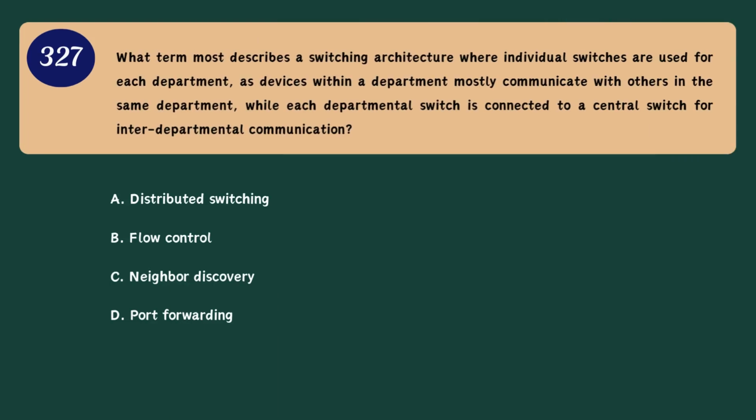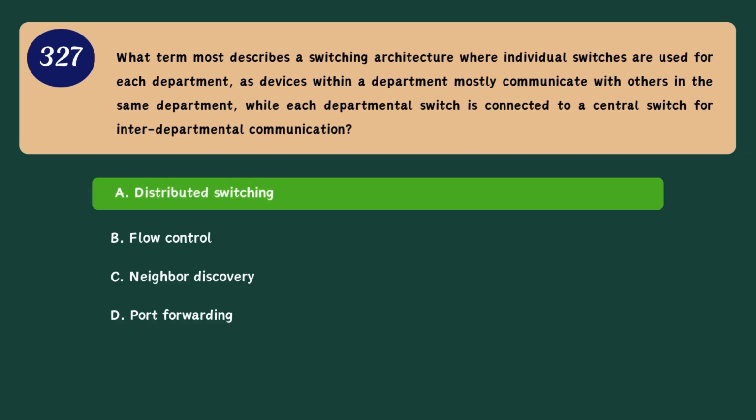Question 327. What term most describes a switching architecture where individual switches are used for each department, as devices within a department mostly communicate with others in the same department, while each departmental switch is connected to a central switch for interdepartmental communication? A. Distributed switching. B. Flow control. C. Neighbor discovery. D. Port forwarding. Correct answer. A. Distributed switching.